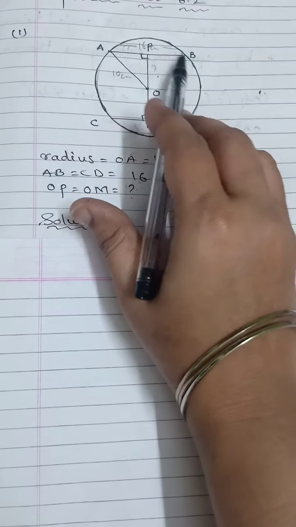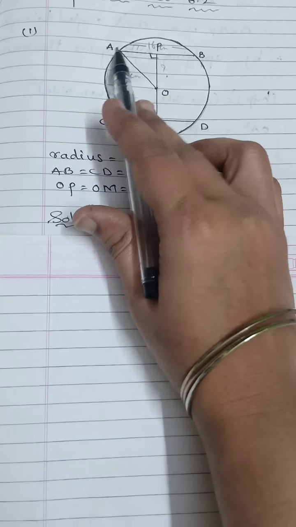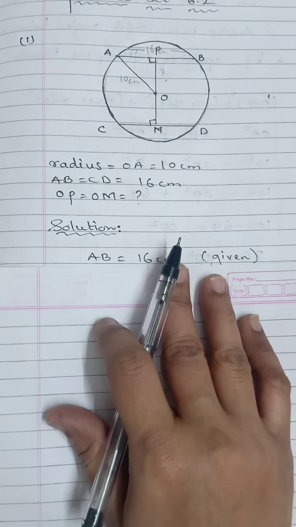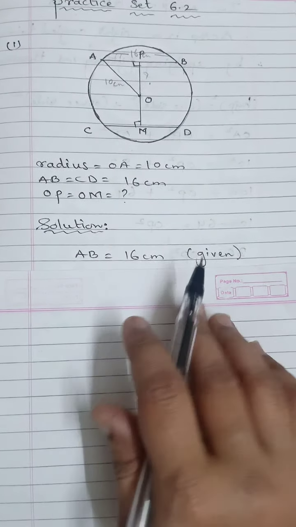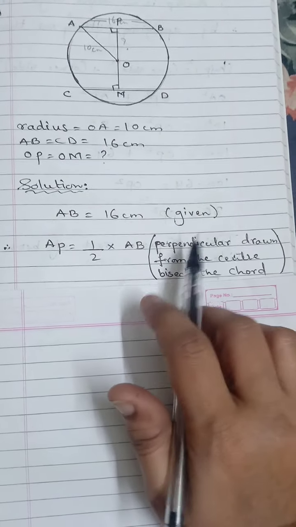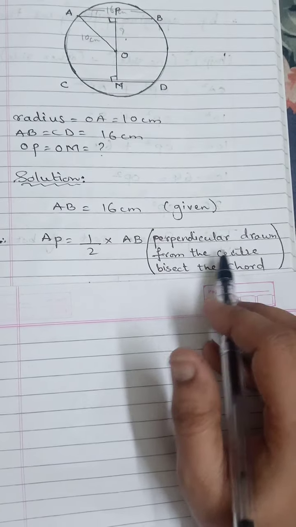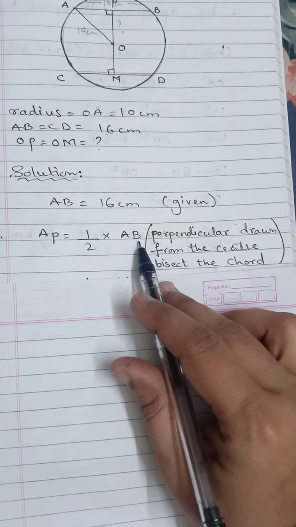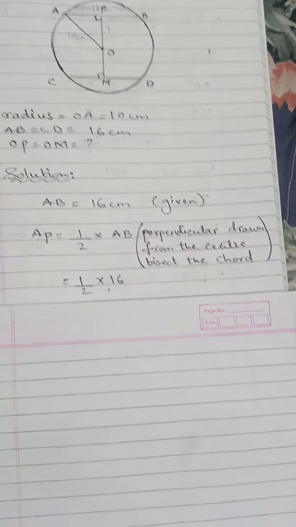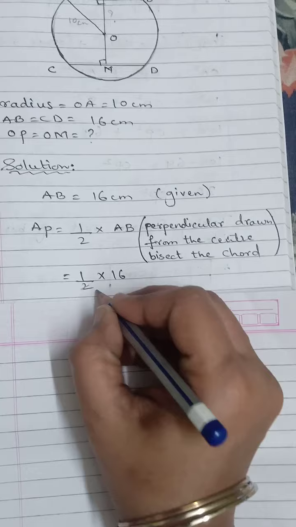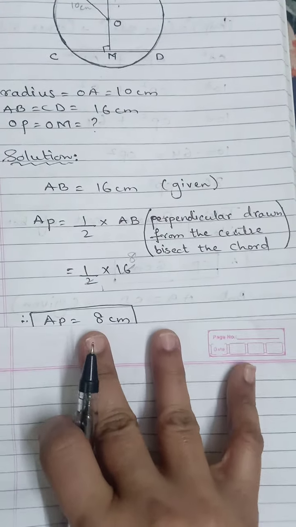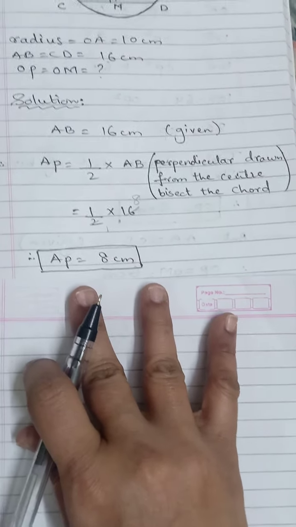Now AB is 16, so we will take half of it, so we can get the value of AP. We will write AB is 16 centimeter, it is given to us. Then AP will be half into AB, again the same reason: a perpendicular drawn from the center bisects the chord. Here we apply the value of AB, that is 16. So half into 16. Now this 16 we can cancel by 2. 2 ones are 2, 2 eights are 16. So in this way we have got the value of AP is equal to 8 centimeter.